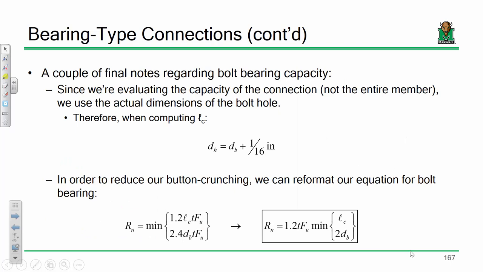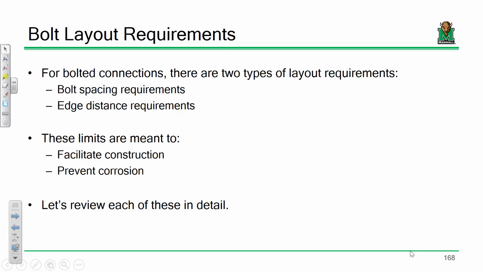The only thing to keep in mind is A, we can rewrite the expression a little bit, and B, that our hole diameter is the bolt diameter plus a 16th of an inch this time, not an eighth, okay? So the last thing that we need to assess is the spacing and edge distance requirements. We actually didn't do that on example 8, so I want to finish that real quick on example 8 today, and then we will get into our design example.